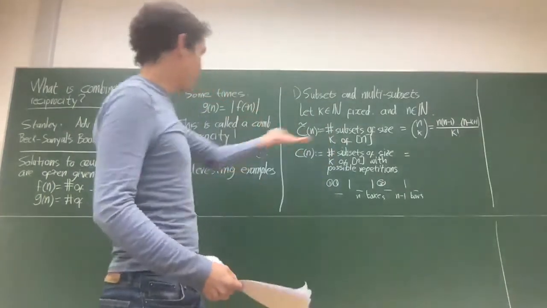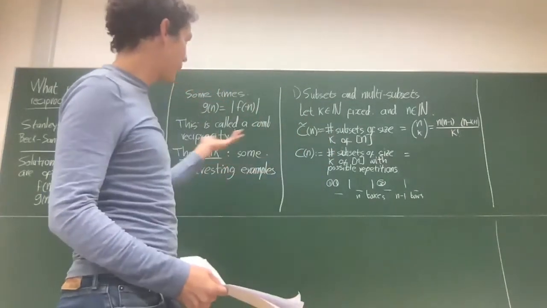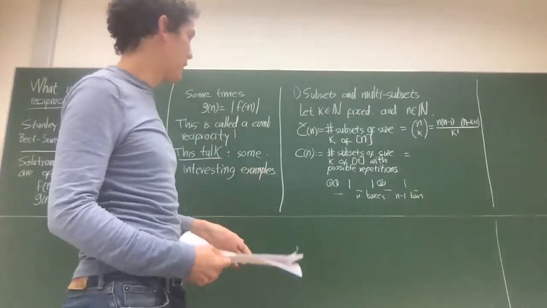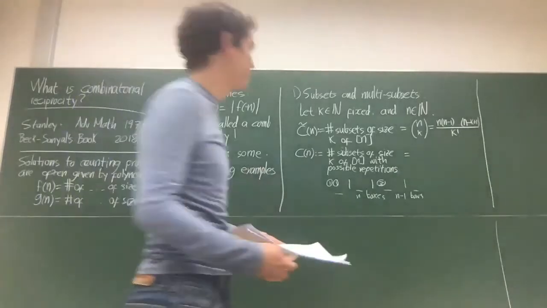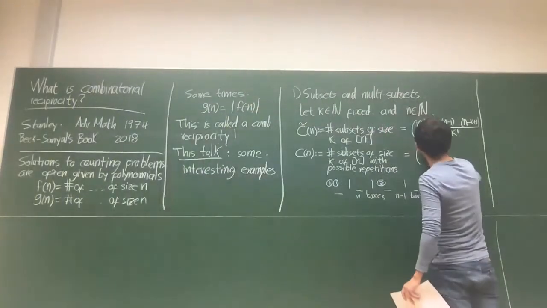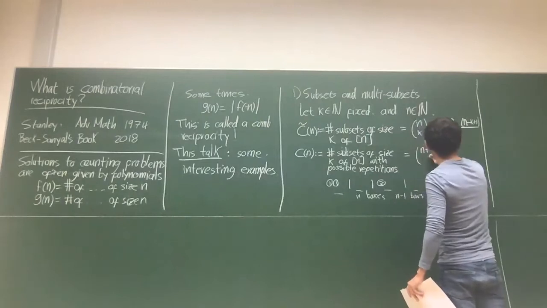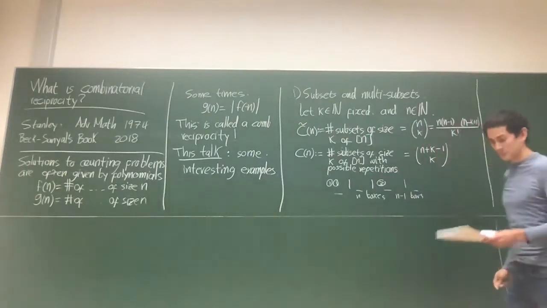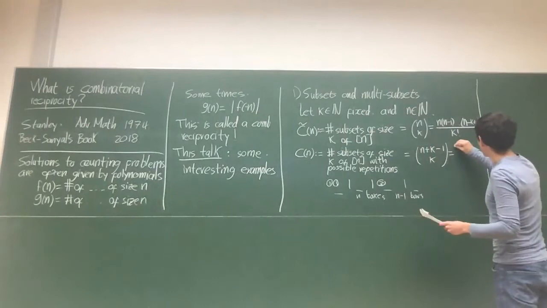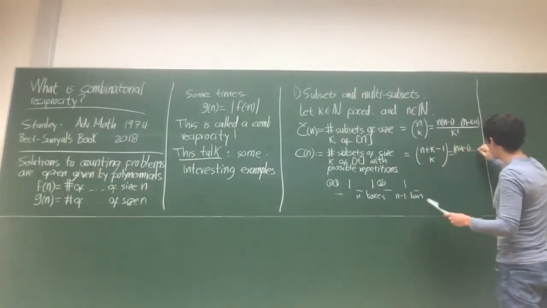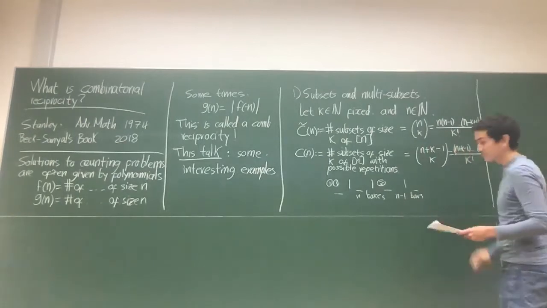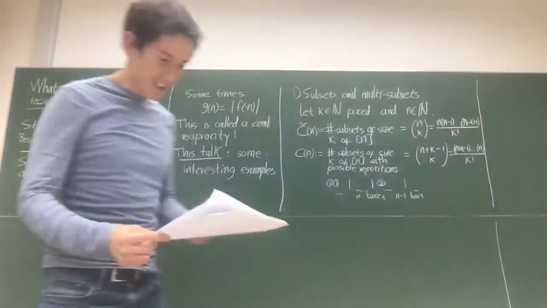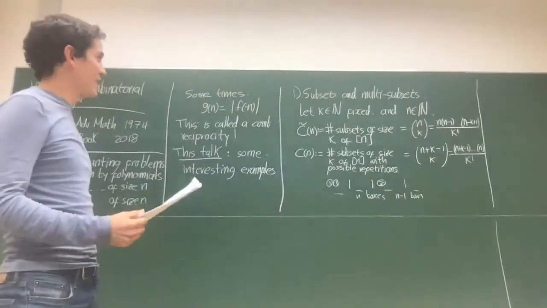So what you get is possible configurations of balls and bars, and you have k balls and n minus 1 bars. So you have n minus 1 plus k choose k, that is n plus k minus 1 choose k. And this is equal to n plus k minus 1 times and so on until times n, divided by k factorial. Now the magic comes into place.